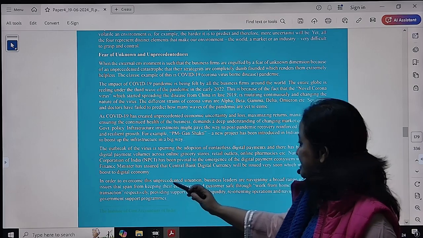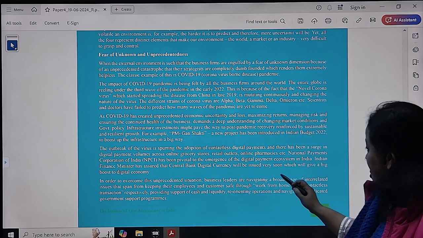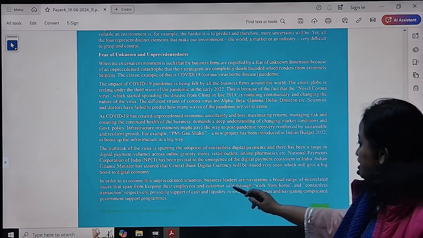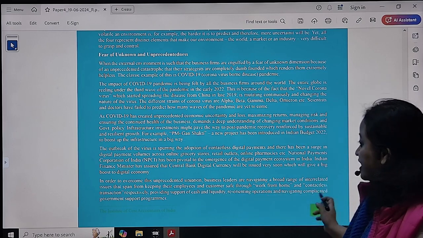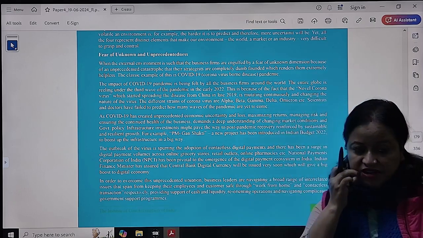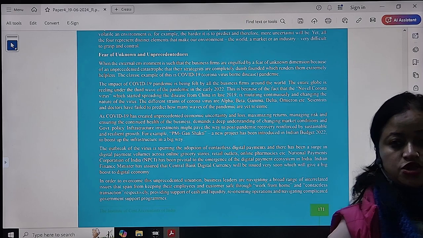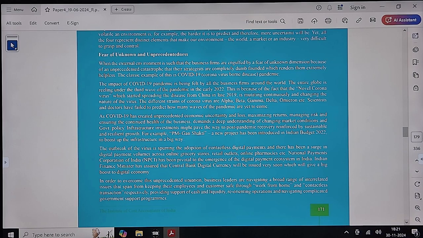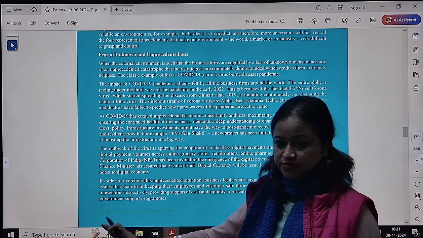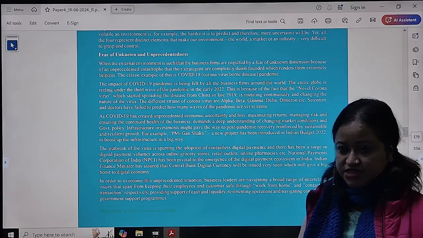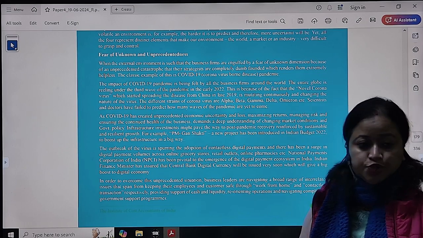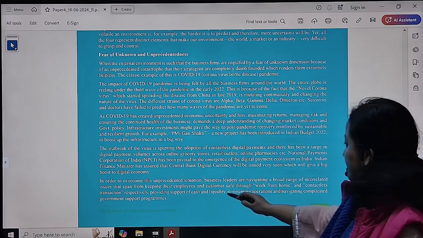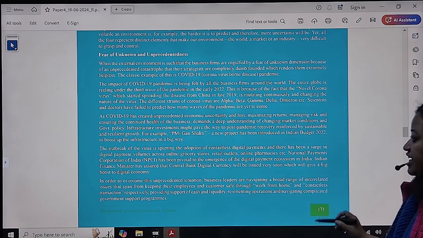So in order to overcome this unprecedented situation, business leaders are navigating a broad range of interrelated issues that span from keeping their employees and customers safe through work from home and contactless transaction respectively. Because of all these situations, the organizations also have taken various decisions and they have started with the concept work from home, contactless transaction, okay? Like personally do not have to meet, digitally you talk, then you complete the transaction. Providing support of cash and liquidity, reorienting operations and navigating complicated government support programs.